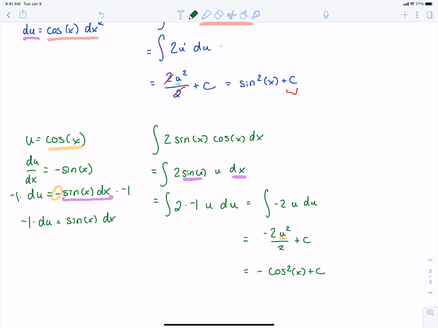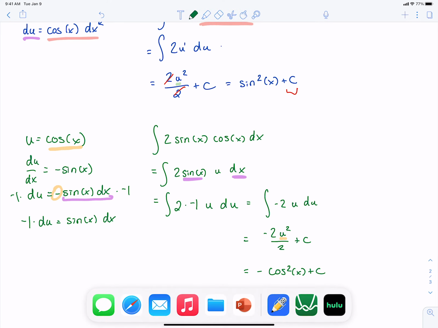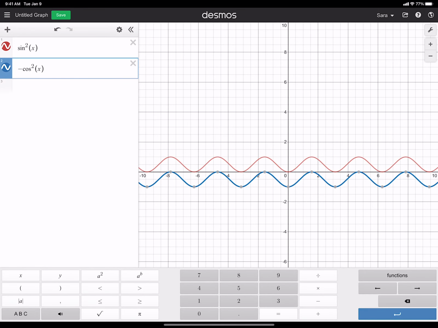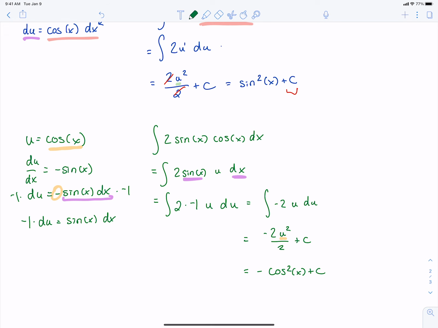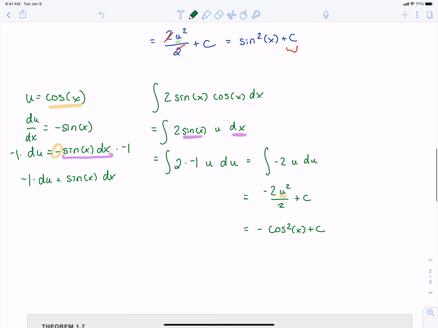And at this point, it feels like, wait, those are two different functions. Well, are they though? So let's take a quick look at these two functions graphed. Notice they're the exact same function. They just differ by a constant. If you take negative cosine squared of x and you add 1 to it, then they are the same function. So this is that idea that we get a family of functions, and these are the exact same functions. They just look a little different, and that's something that happens sometimes with our sines and our cosines, and both of these answers would be right.